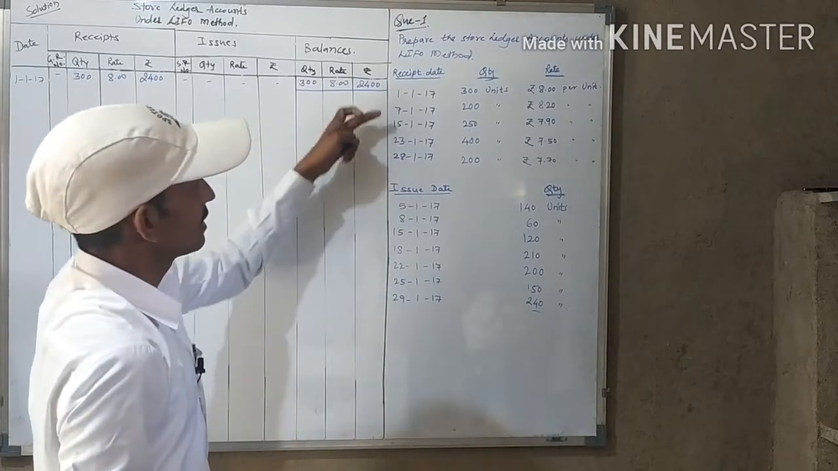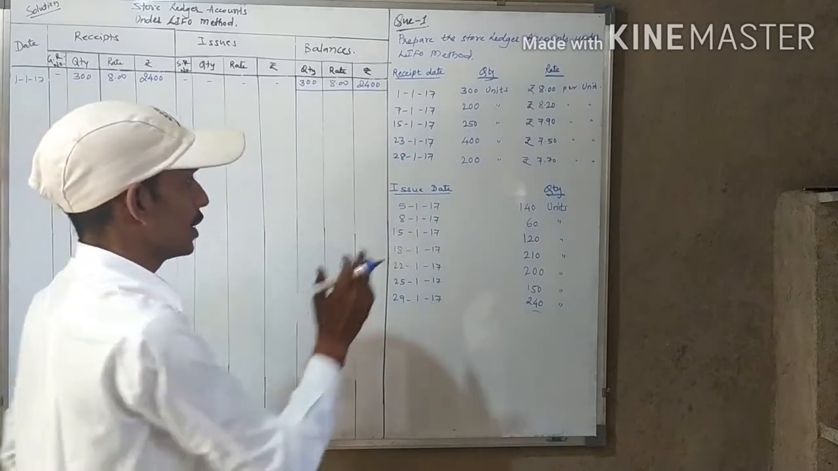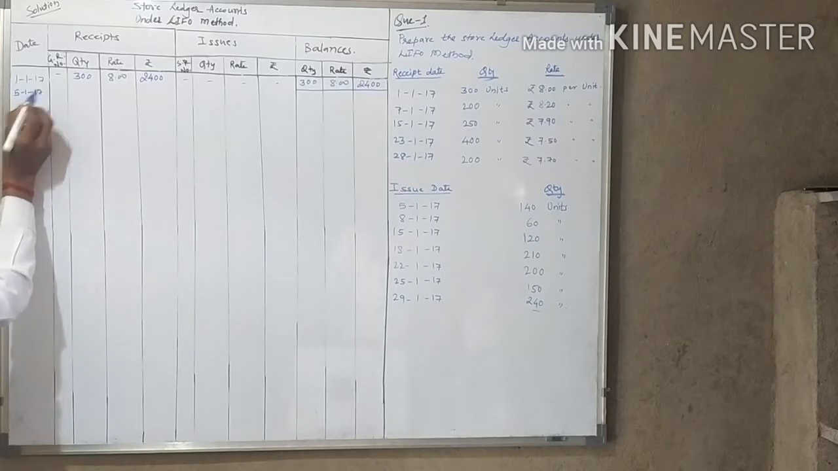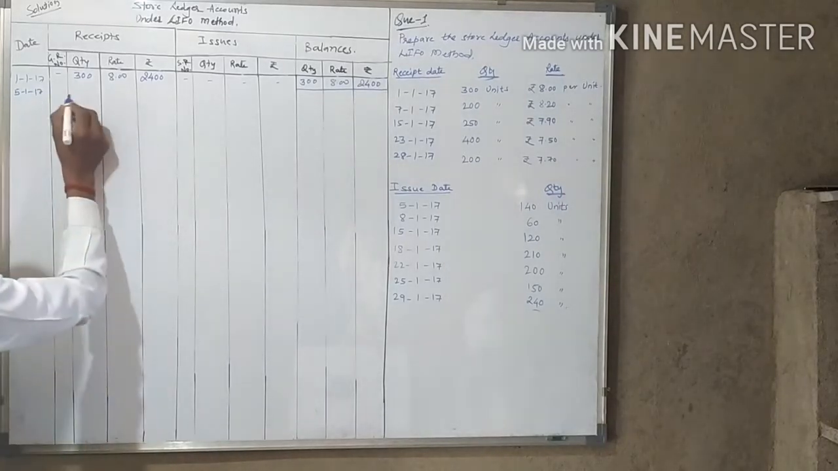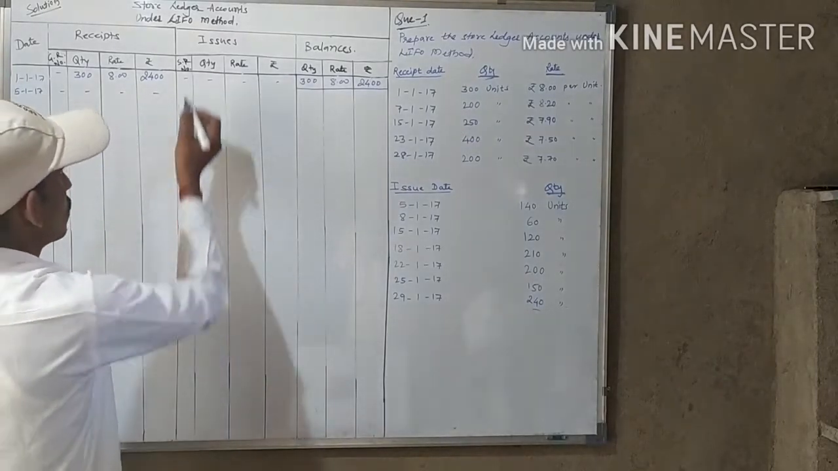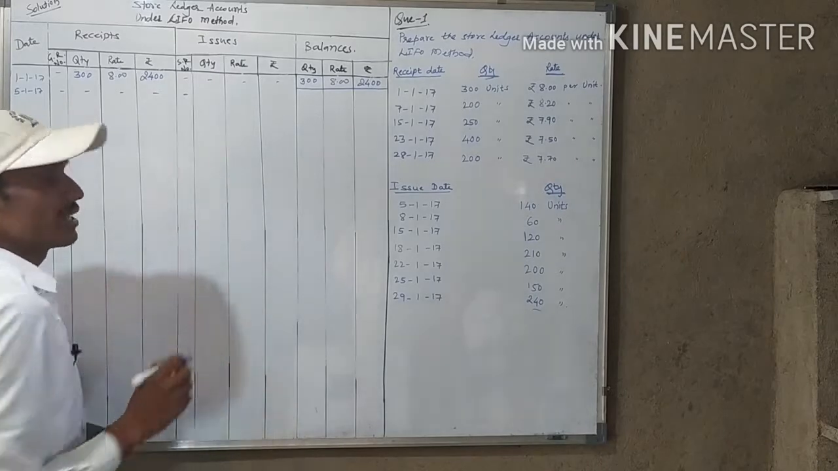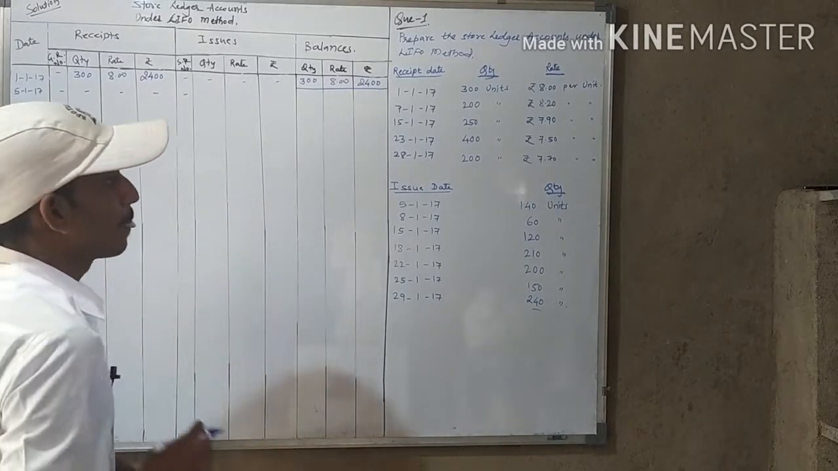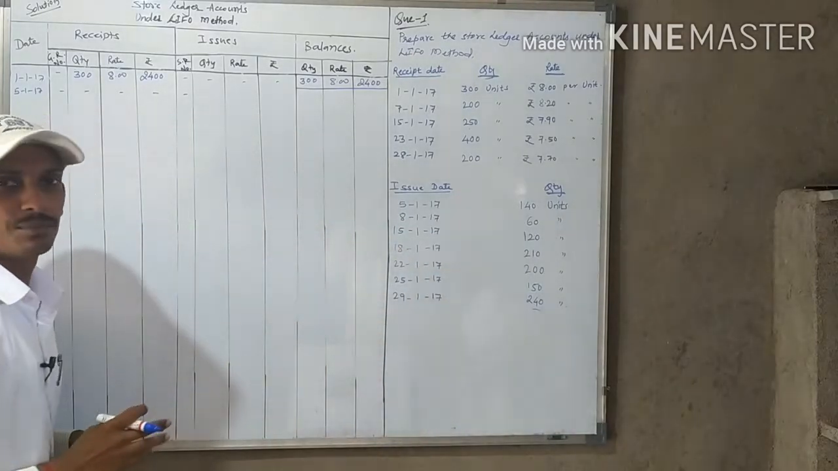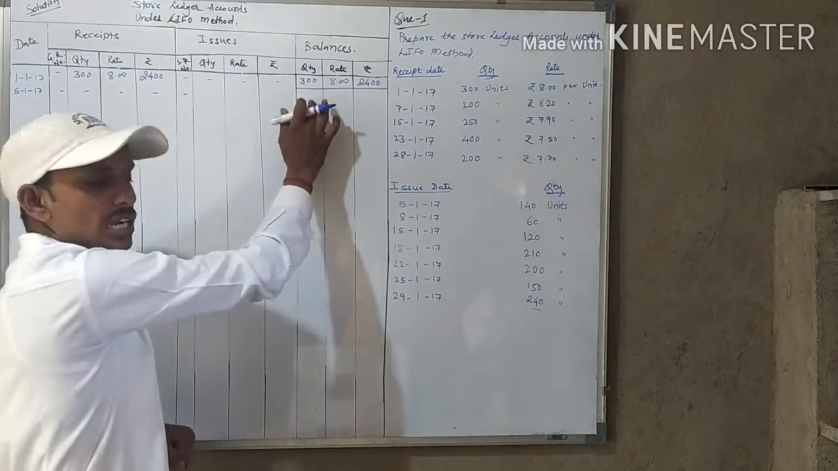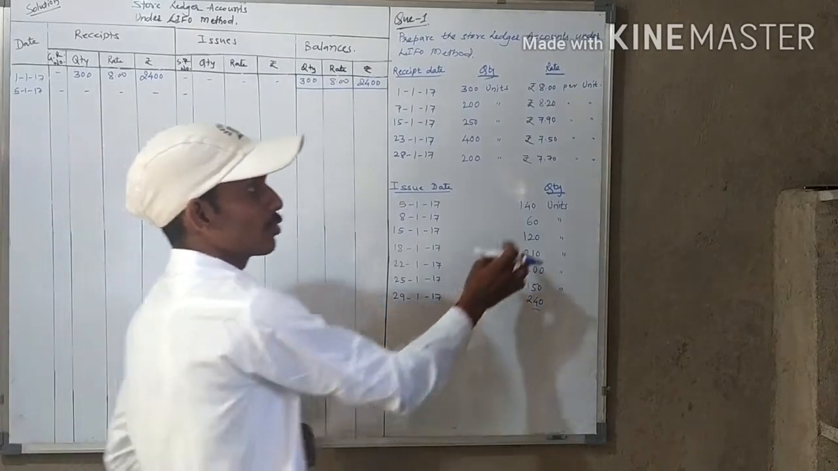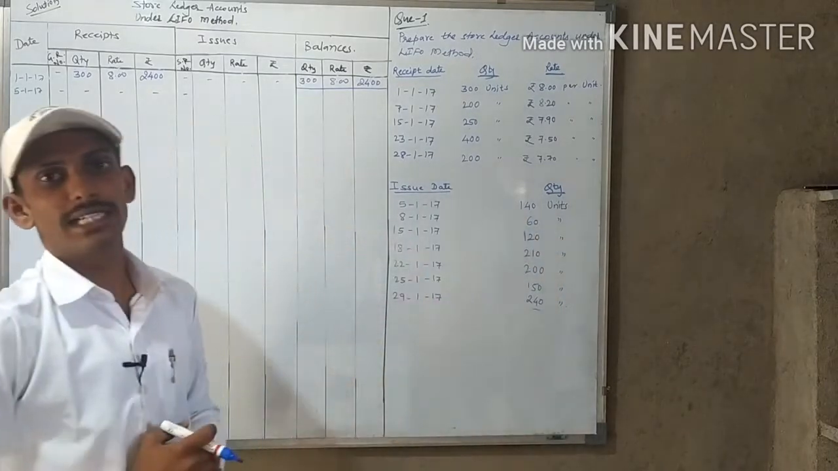The next date is the 5th. On the 5th an issue has taken place. So write the date 5/1/2017. No receipt has taken place, so put nil under the head receipts. The sales receipt number is also not given, so put nil. How much quantity are you issuing? 140 quantities. How many lots are there? Only one lot, with 300 quantities. From that 300 quantities we have to issue 140.